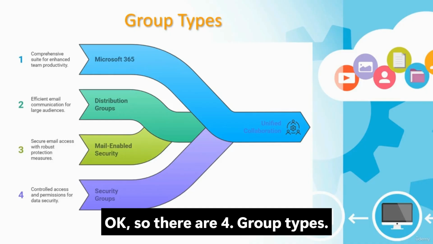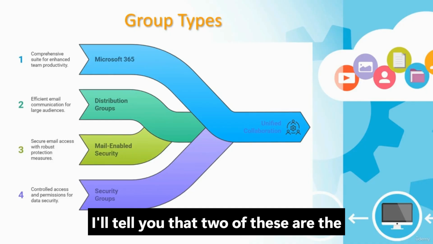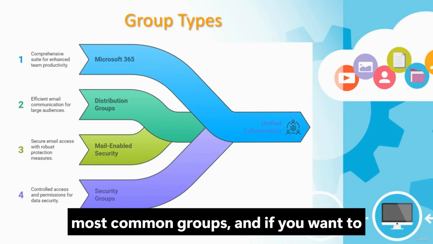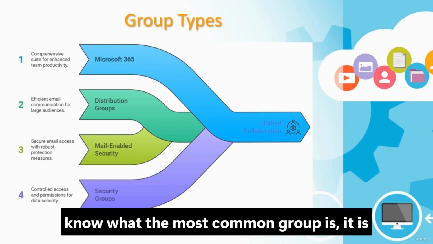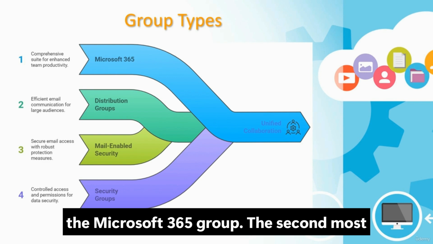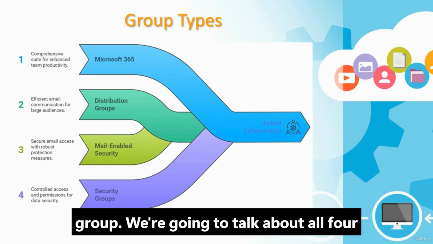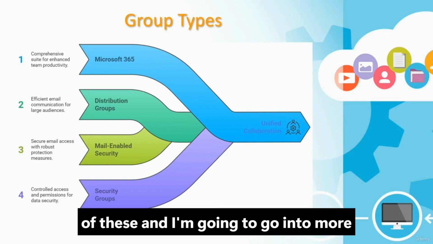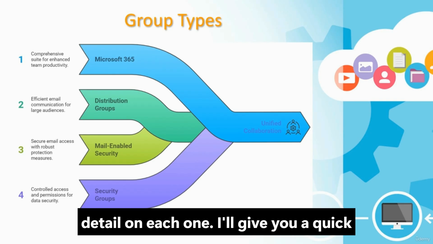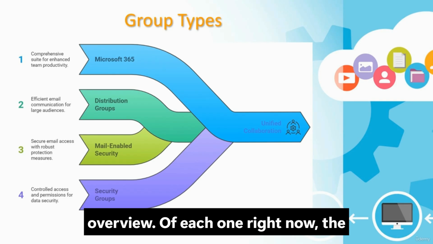Okay, so there are 4 group types. Two of these are the most common groups, and the most common group is the Microsoft 365 group. The second most common group that's used is a security group. We're going to talk about all 4 of these, and I'm going to go into more detail on each one. I'll give you a quick overview of each one right now.